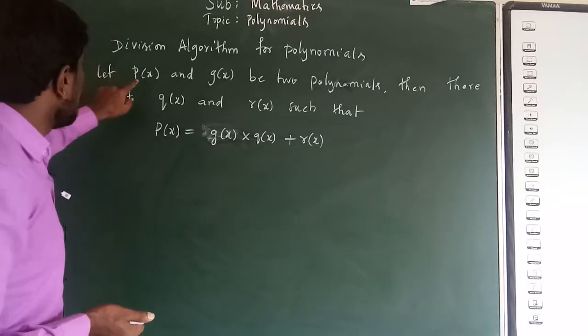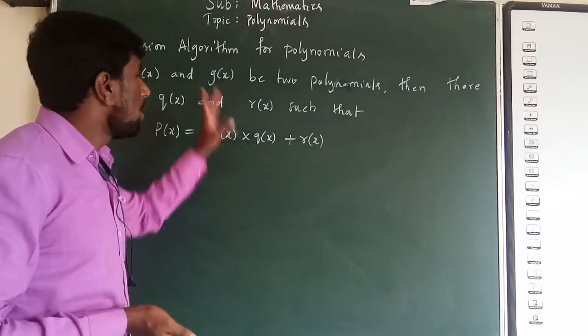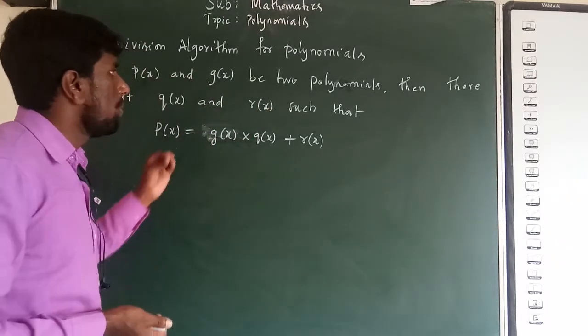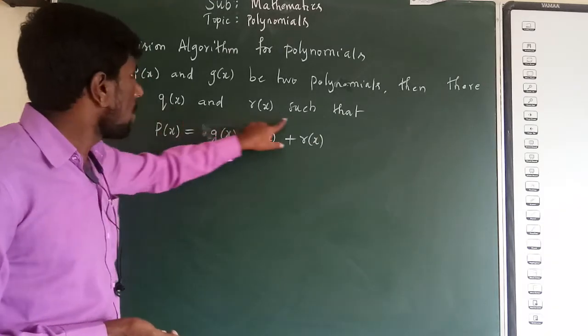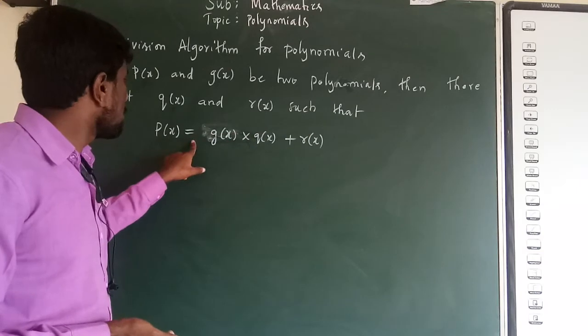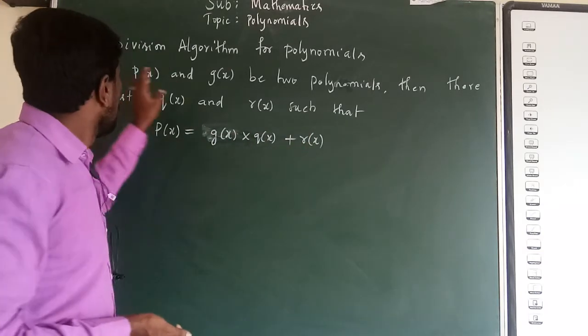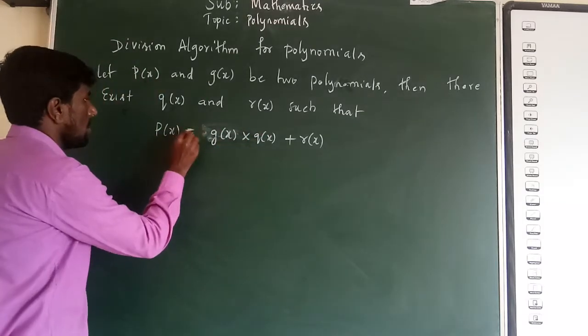Okay. So here p of x and g of x are two polynomials of some degree, whether it may be a quadratic polynomial or a linear polynomial or a cubic polynomial. Then there exists q of x and r of x such that p of x is equal to g of x into q of x plus r of x. So this is the statement, the equation, for the division algorithm.